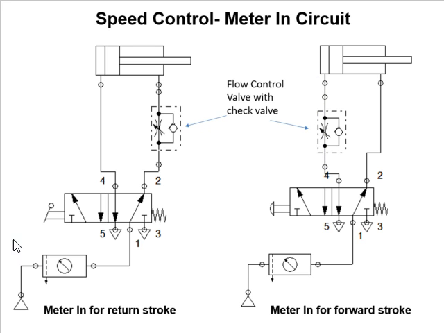Now let's discuss the first one, meter in for return stroke. Now when port number 1 is connected to port 2, the compressed air will be supplied through this line and it will come to the flow control valve with check valve. Now as this check valve is closed, the flow will pass through this flow control valve, so we will get only controlled flow to the rod end side of the actuator.